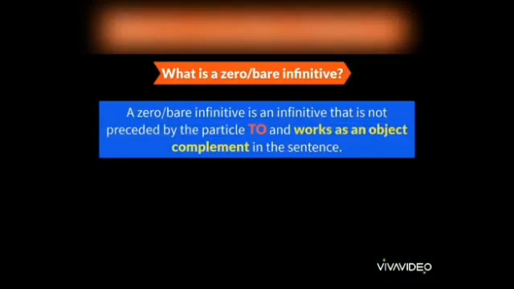What is a zero or bare infinitive? A zero or bare infinitive is an infinitive that is not preceded by the particle to and works as an object complement in the sentence. For example, you may go. There is no preposition to in this sentence.